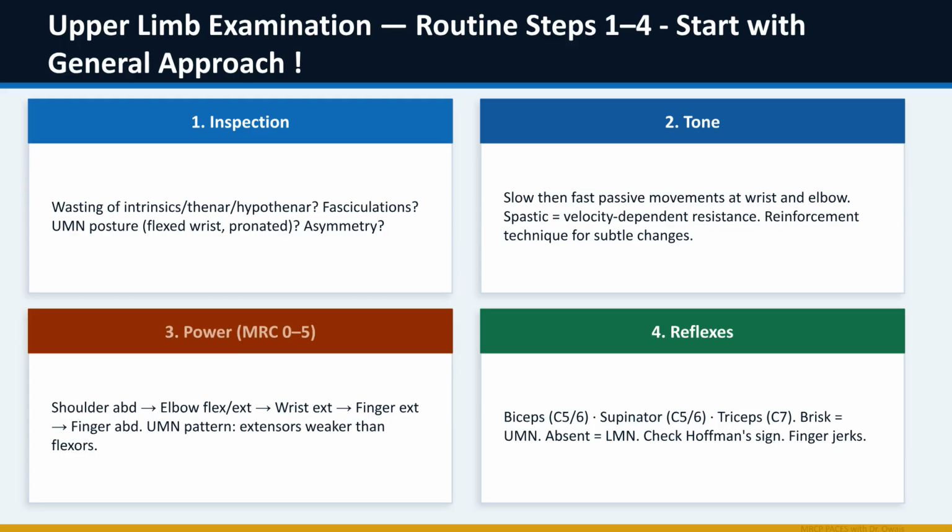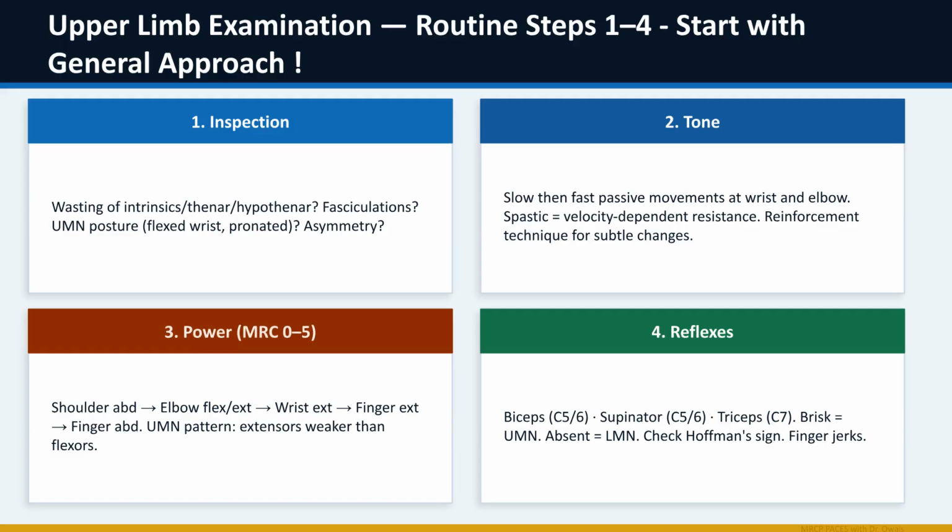Now assess power. Use the MRC grading scale, grade 0 to 5. Grade 0, no movement at all. Grade 1, flicker of movement only. Grade 2, movement with gravity eliminated. Grade 3, movement against gravity but not against resistance. Grade 4, movement against resistance but weaker than normal. Grade 5, normal power. In practice, in PACES you will usually be grading 4 or 5, because the patients are ambulant and able to consent to examination.